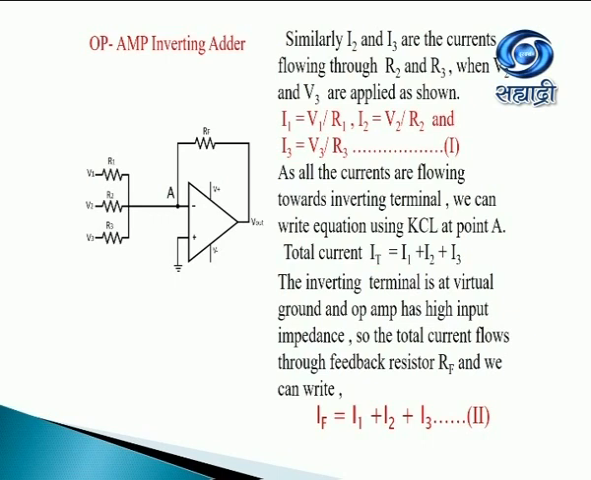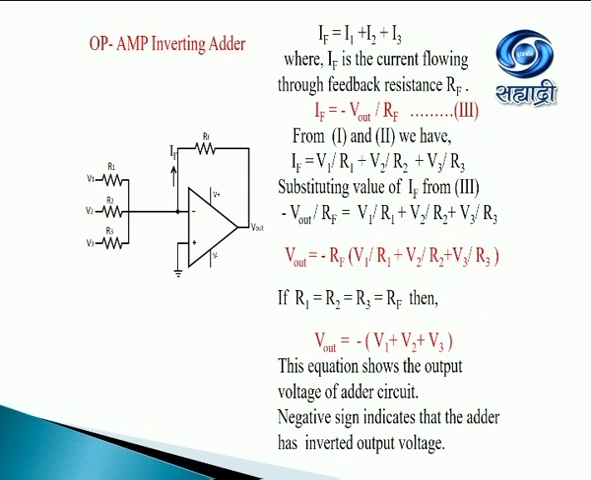As all the currents are flowing towards the inverting terminal, we can write an equation using Kirchhoff's current law at point A. Total current IT is equal to I1 plus I2 plus I3. The inverting terminal is at virtual ground and the op-amp has high input impedance. So the total current flows through the feedback resistor RF and we can write IF is equal to I1 plus I2 plus I3, where IF is the current flowing through the feedback resistance RF.